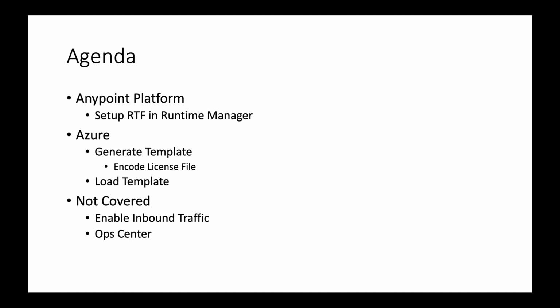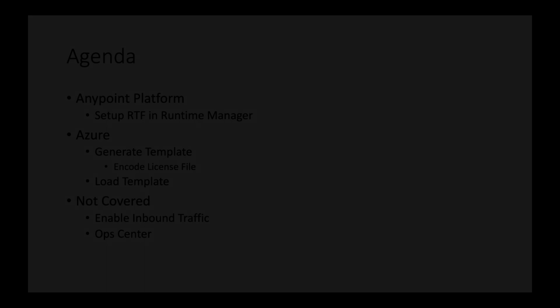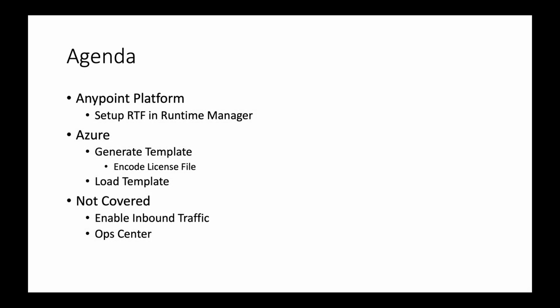I won't be covering how to enable inbound traffic or going into the Runtime Fabric Ops Center. I'll go ahead and save that for a different video. And then additionally, of course, this assumes that you have your Anypoint platform set up with the entitlements for Runtime Fabric, and you also have your own Azure account where you can go ahead and run the templates to instantiate the VM instances as well as all the different components needed for Runtime Fabric.